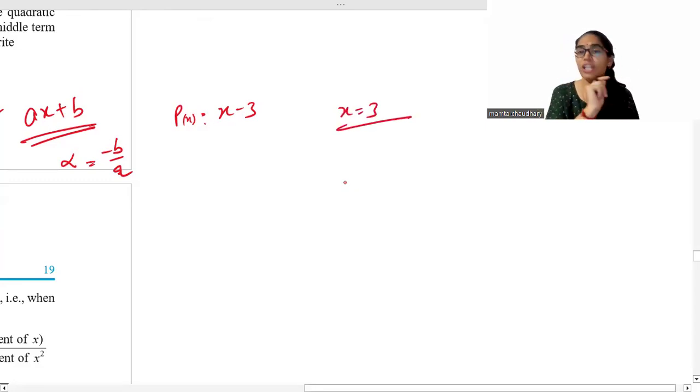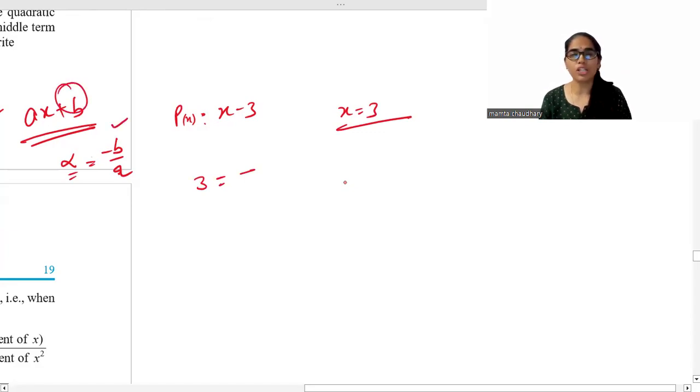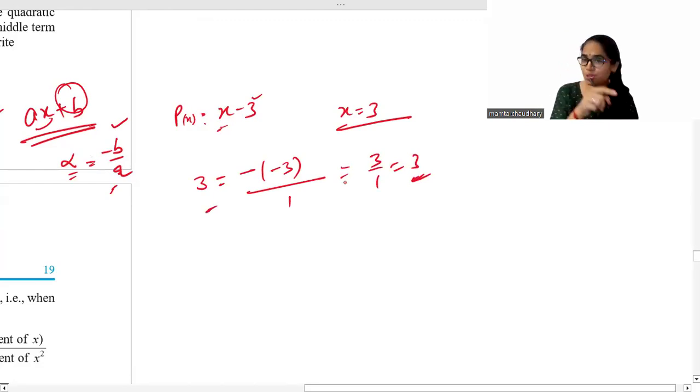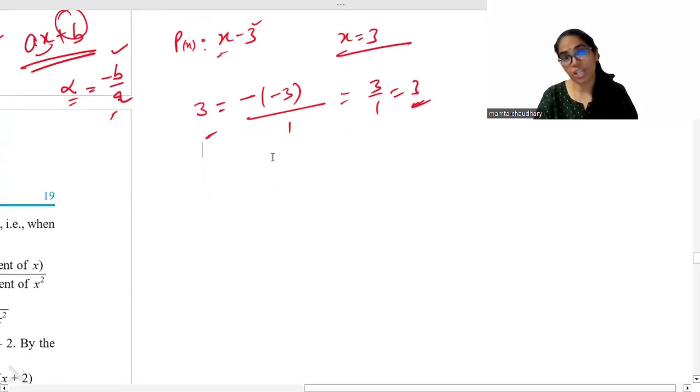Now let's check our relation. Our relation says this alpha, your zero, should be equal to minus b upon a. B is the constant, which is minus 3, so here write minus 3. A is the coefficient of x, which is nothing, meaning 1. So minus minus plus 3 by 1, which is 3 only. So you can see that our zero is the same as minus b upon a. As we have only 1 zero here, you can either find the number of zeros with the help of this, or you can just verify the relation.